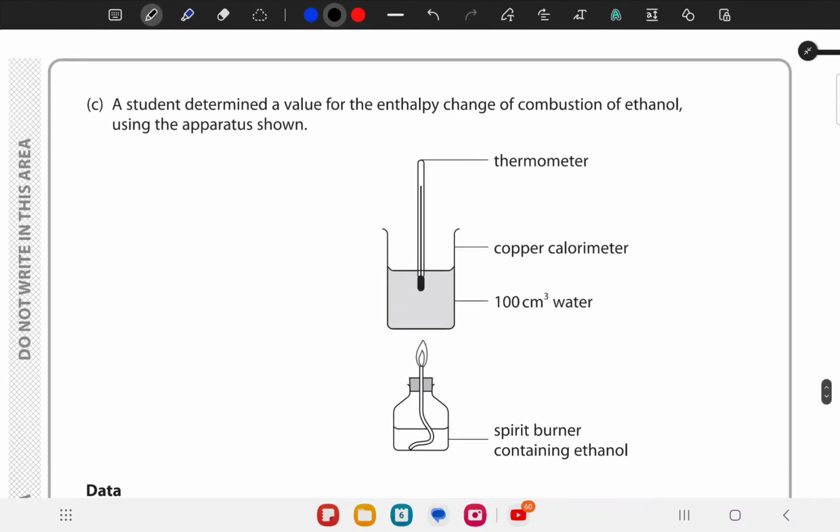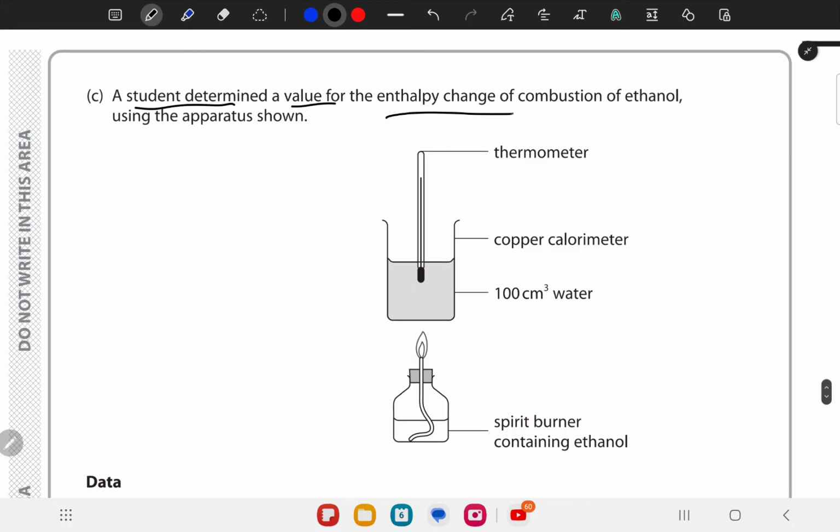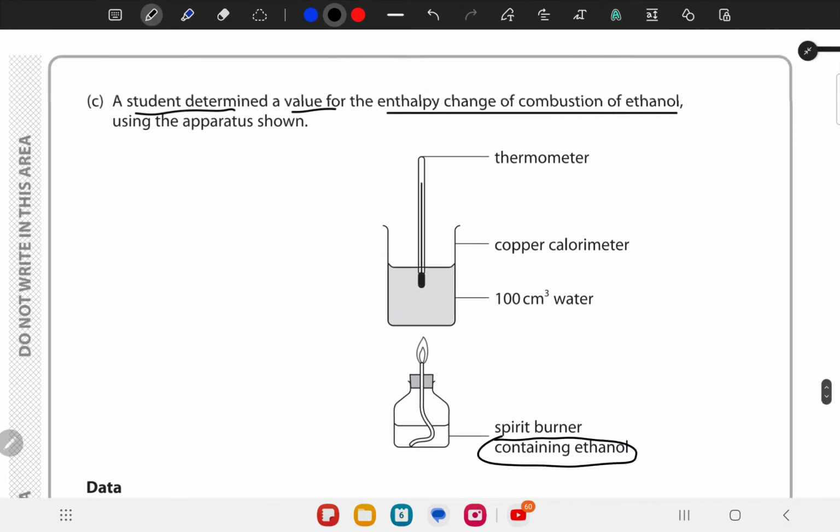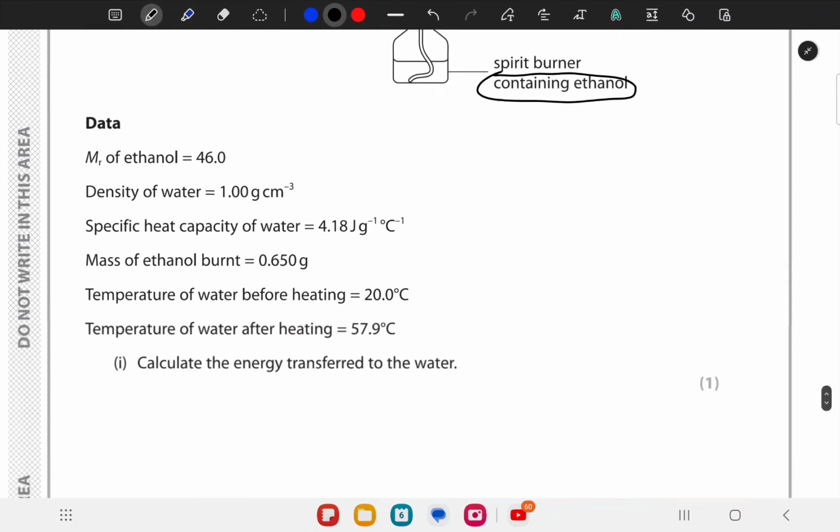Now in question 4C, we are given that a student determined the value of the enthalpy change of combustion of ethanol using the apparatus below. We are given a spirit burner containing ethanol and 100 cm³ of water in a copper calorimeter.